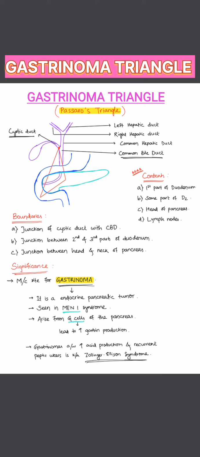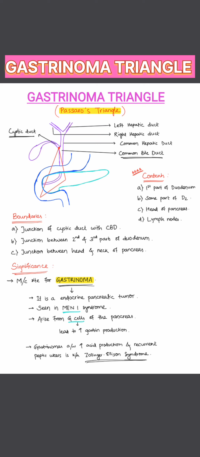Now coming to the contents of this triangle. As you can see here, there are several contents, like the first part of the duodenum. You can see some part of the second part of the duodenum. We can also see the head of the pancreas inside this triangle, and some lymph nodes are also present within this triangle. Now one question that arises in our mind is, what is the significance of this Gastrinoma triangle? Why are we discussing it?